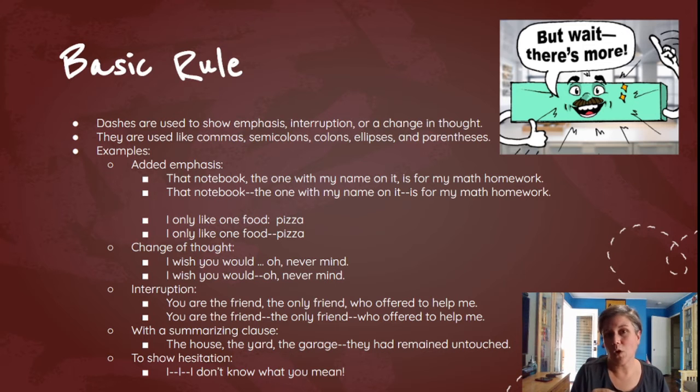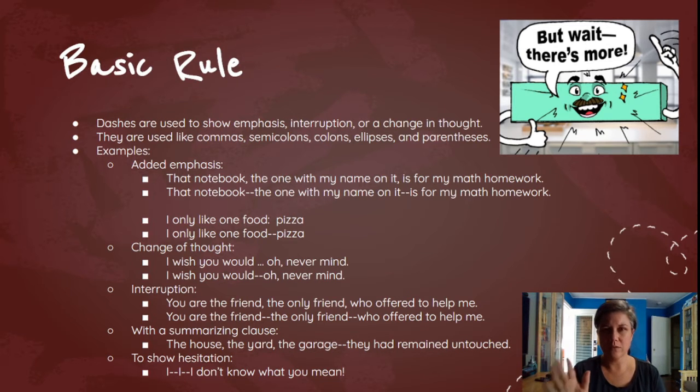Now, if you look at the next one with the dashes, it's worded exactly the same way, except instead of using commas, I've chosen to use dashes. Equally correct. So the next few examples will show using it in place of a colon, using it in place of an ellipses, and then there's another comma example, and then a couple other examples of the stammering example to show hesitation.